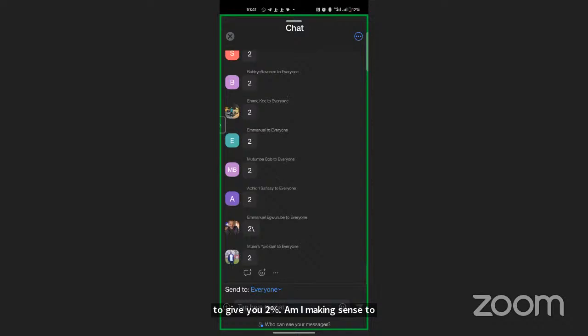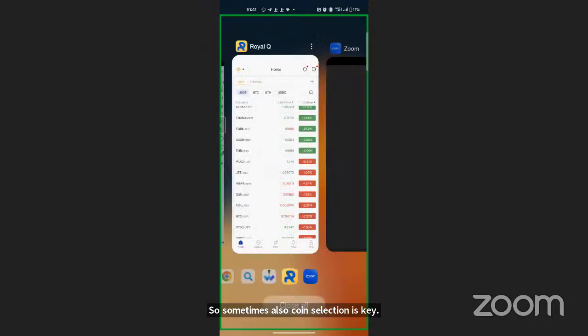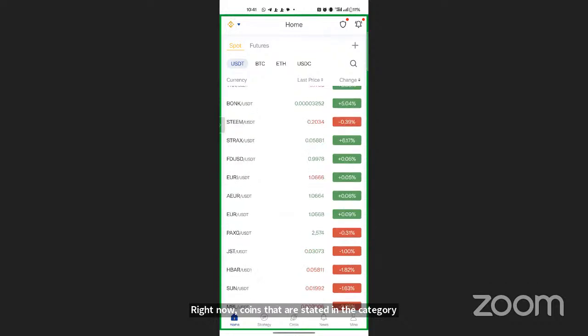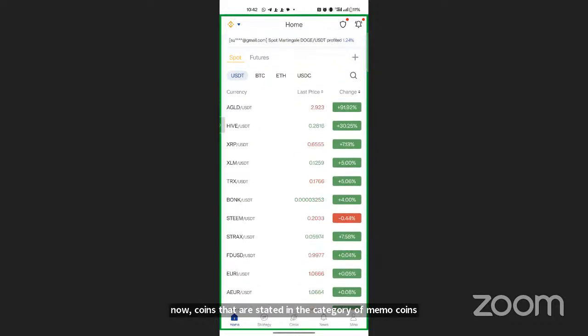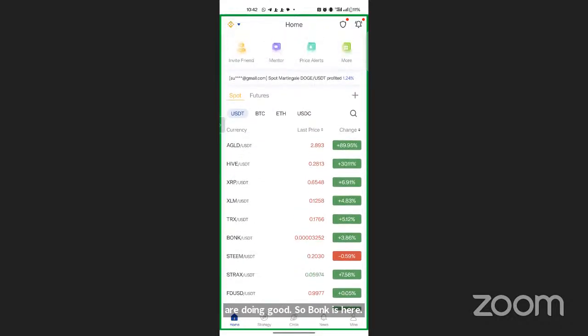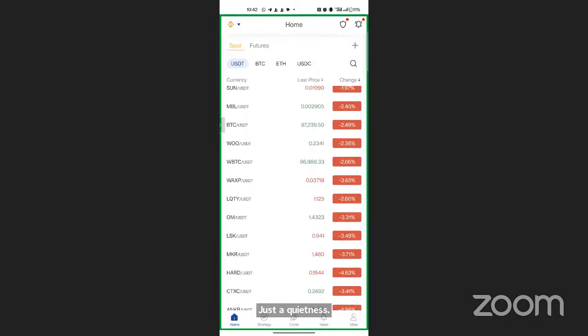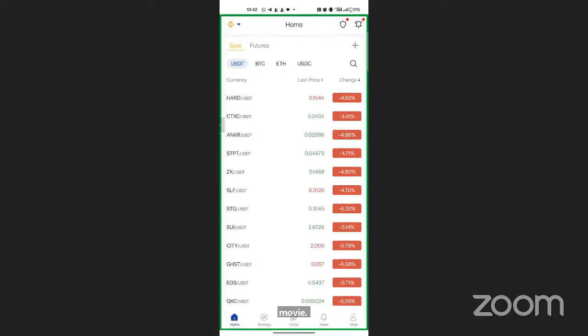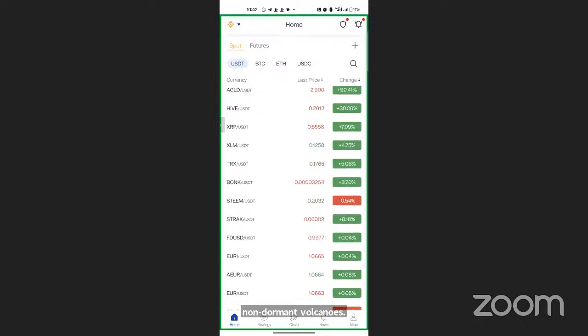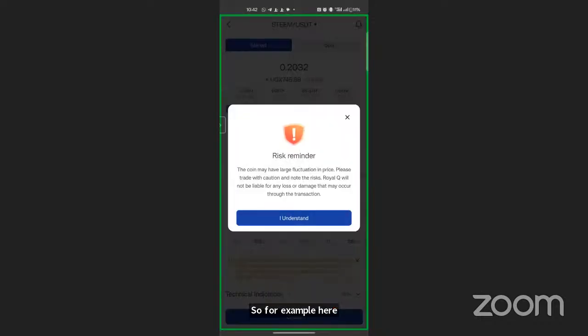Avoid coins that are very slow. XRP takes about 5 days to give you 2%. So sometimes also, coin selection is key. Right now, coins in the category of meme coins are doing good. So Bonk is here. TRX. Choose coins that are seriously moving, not dormant volcanoes. So for example here, let me choose Bonk. Even Steam is a good coin.